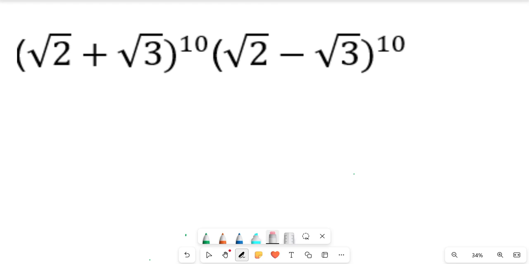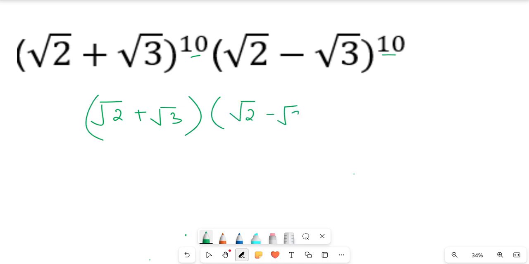They may give us an expression and ask whether it is rational or irrational. At a glance I see root 2, root 3, so it looks like an irrational number. But let me simplify it. I am seeing that both of the brackets have the common exponent 10, so I can combine the brackets. Now if I combine the brackets, I am seeing a formula building up. What is it? It is root a plus b and a minus b.